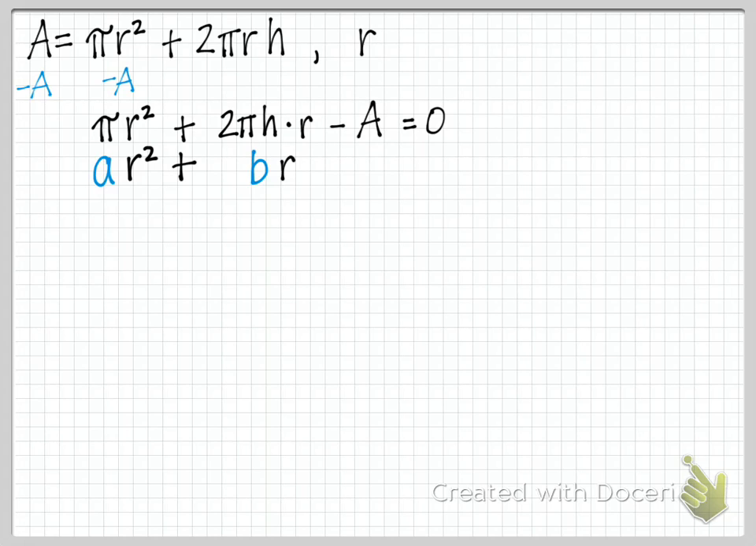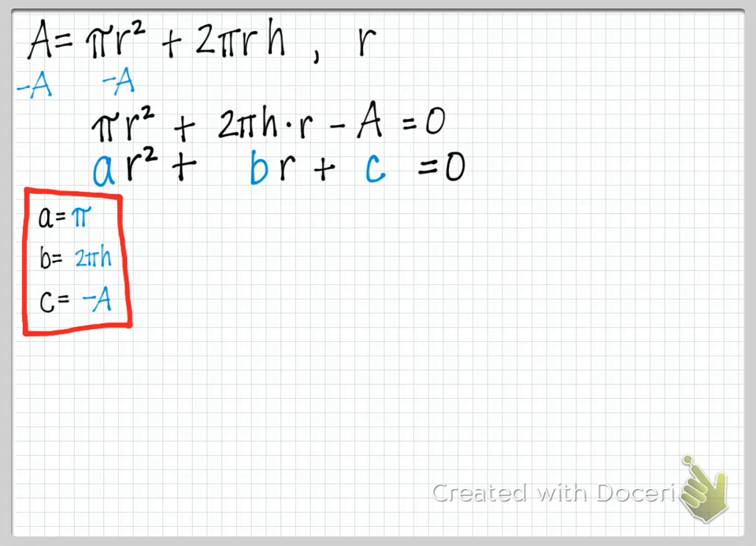where that first term, pi r squared, is just our a r squared. Our 2 pi h, I changed the order so that I have the r at the end, so I can see more clearly that 2 pi h is my b. And I'm adding c. To be careful about that, because when you're adding, it's an adding of a c, so you're adding a negative a.